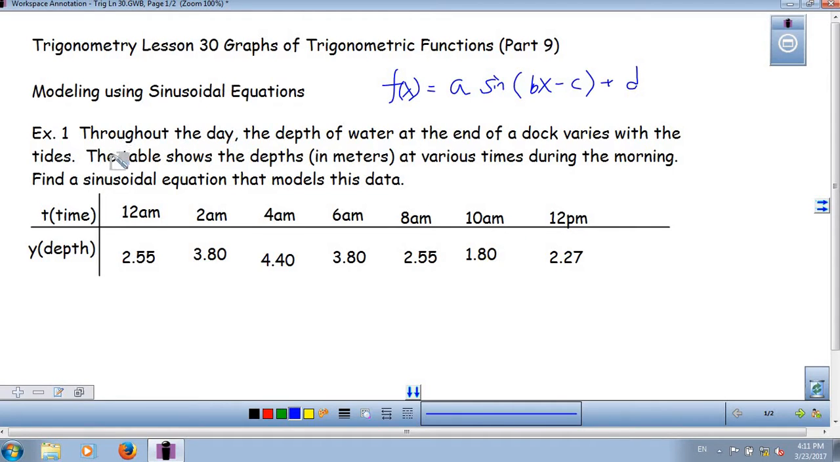Alright, let's look at this first example. Throughout the day, the depth of water at the end of the dock varies with the tides. So we're talking about the tidal phenomena, which is periodic. The table shows the depths in meters at various times during the morning. Find the sinusoidal equation that models this data.